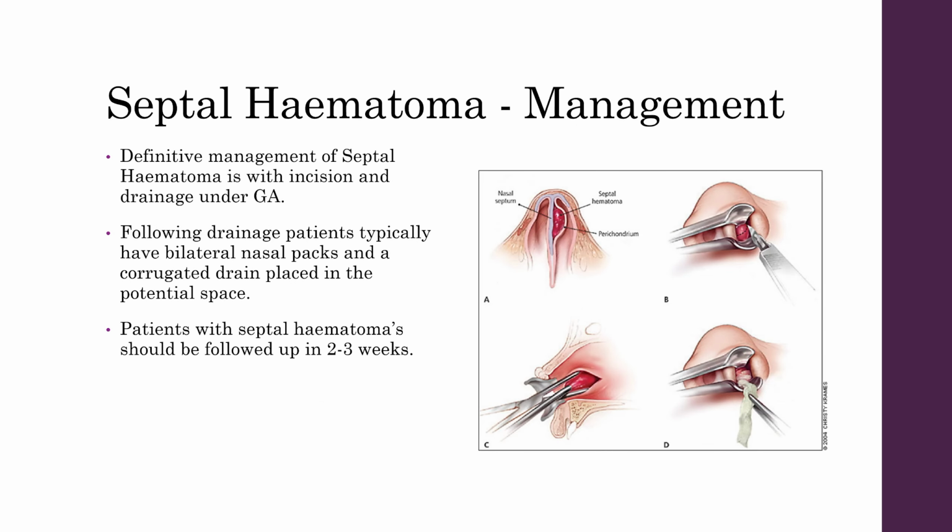Definitive management of patients with septal haematoma is with an incision and drainage under general anaesthetic. Following drainage, patients typically have bilateral nasal packs and a corrugated drain in the potential space, and they'll need follow-up for the next 2 to 3 weeks afterwards as well.